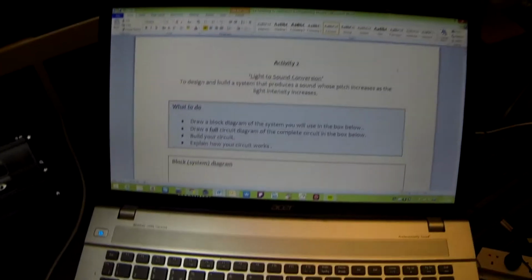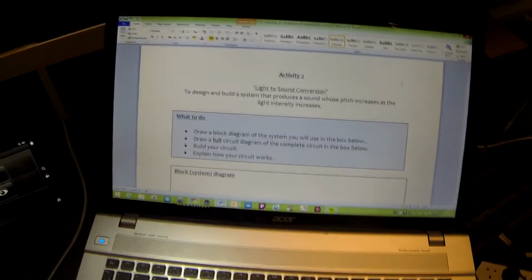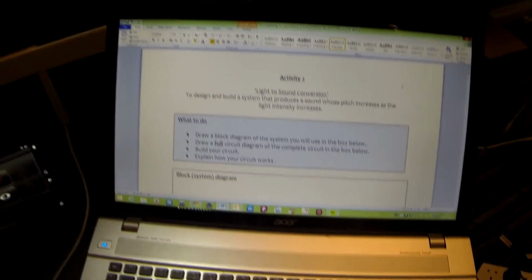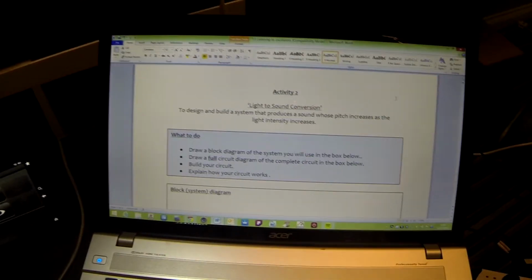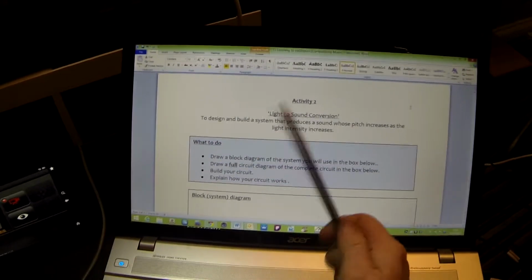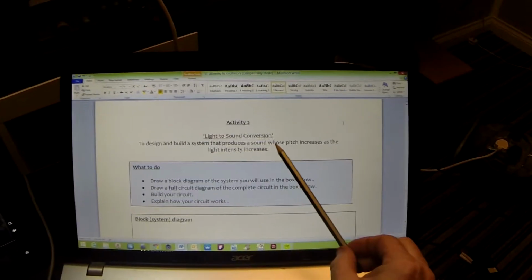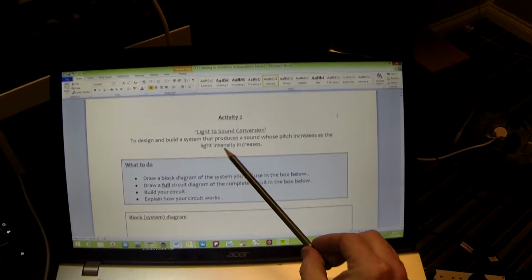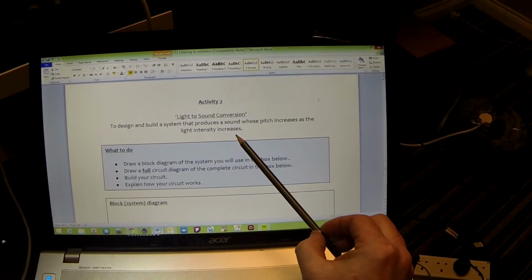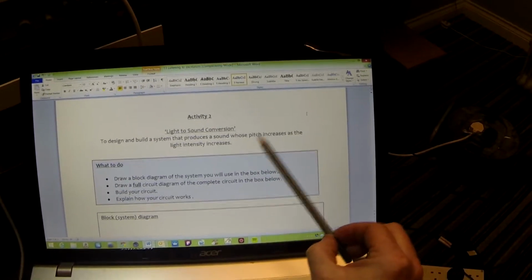In activity 2, we are going to build a light to sound converter. So in other words, light is going to be our input and sound is going to be the output, and I would like you to produce a sound whose pitch increases as the light intensity increases. Okay, so as the light increases, the pitch increases, or the frequency increases.